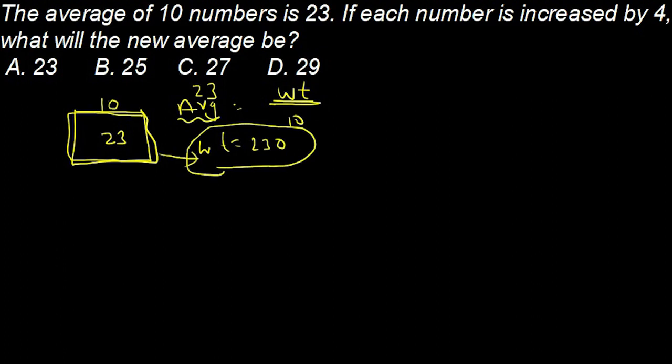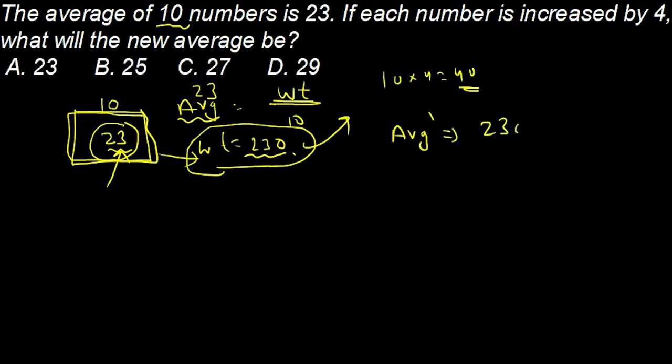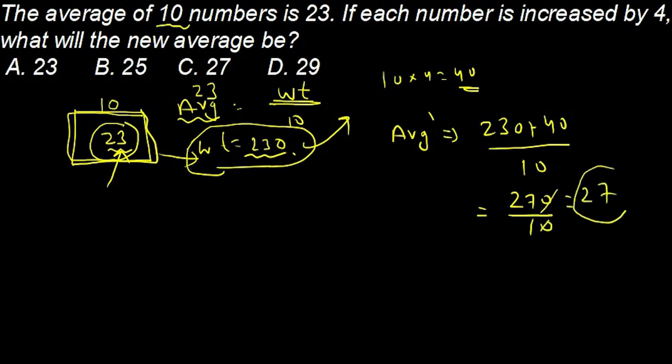If each number is increased by 4, एवरेज 23 है और सभी नंबर को अगर 4 से इंक्रीज कर दिया जाए तो नया एवरेज क्या होगा? तो पहले एक बार मैथमेटिकली सॉल्व करते हैं. 230 है previously वेट. Now 10 नंबर्स हैं, उनको सभी को अगर 4 से इंक्रीज कर दोगे तो सबका वेट कितना इंक्रीज हो जाएगा? 40 से इंक्रीज हो जाएगा. So you can say the new average, let's say average dash, is what? 230 plus 40, and again how many people are there? 10 people are there, so 270 divided by 10, so it is going to be 27. So 27 average हो जाएगा.